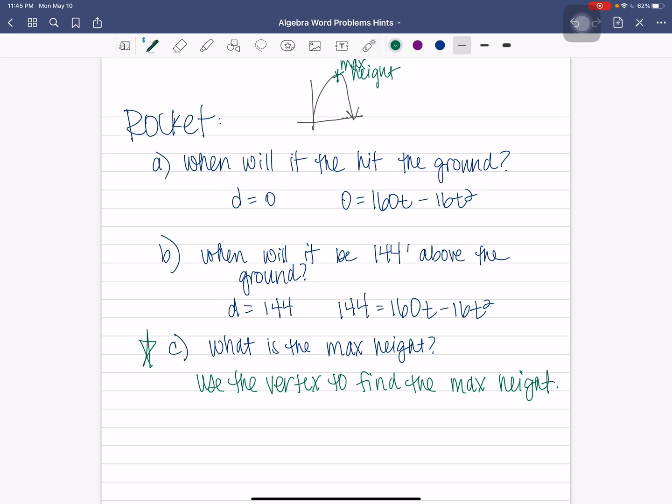You're going to find out how long it takes to get there, and after you find out how long it takes, you have to plug that into the equation to find the distance. So that's the rocket problem.